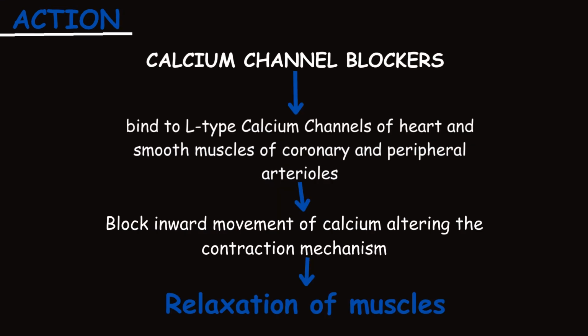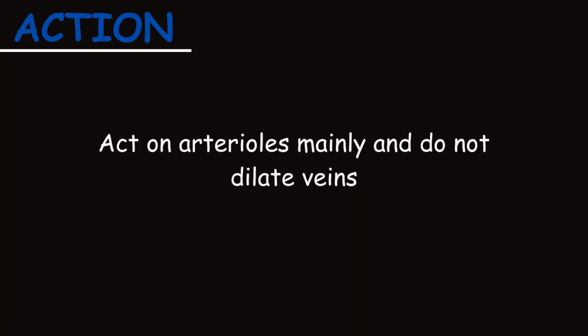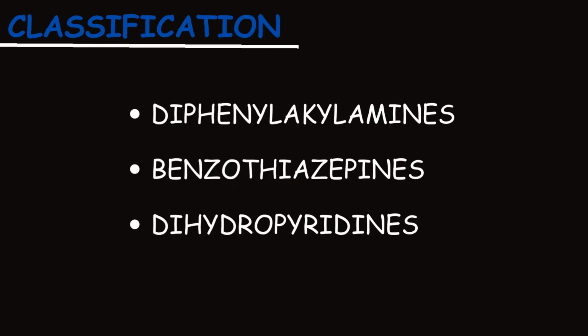So as calcium channel antagonists or blockers, these drugs bind to L-type calcium channels of heart and smooth muscle of coronary and peripheral arterioles. They block the inward movement of calcium, altering the contraction mechanism and allowing the vascular smooth muscle to relax. It is important to note they act on arterioles mainly and do not dilate veins.